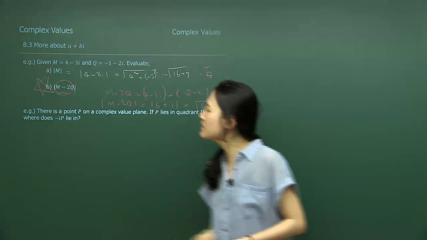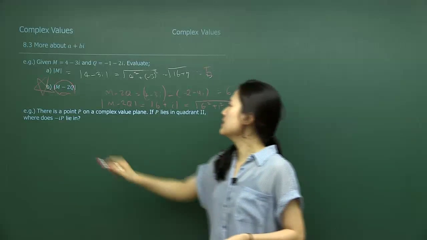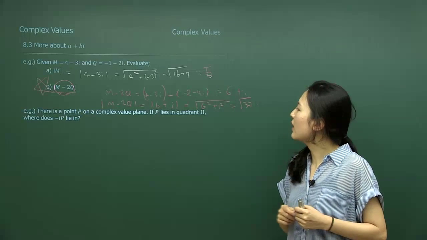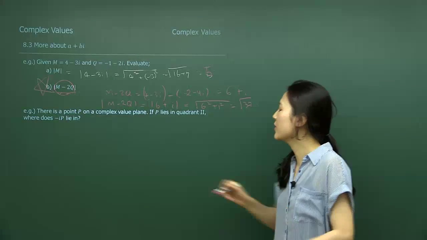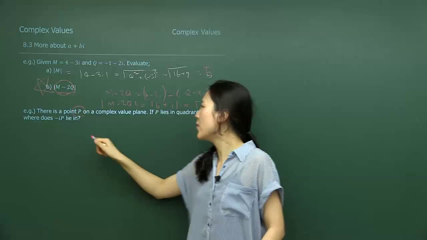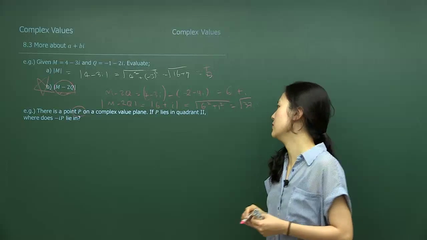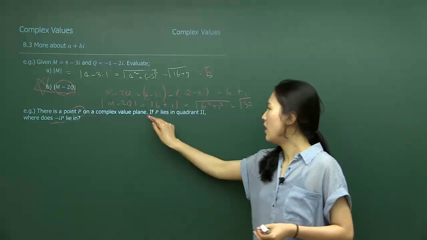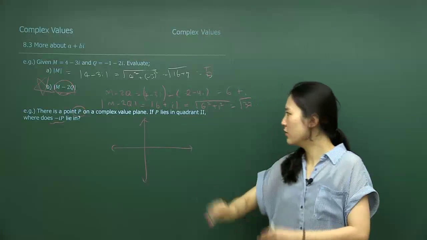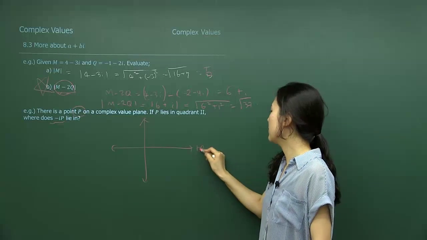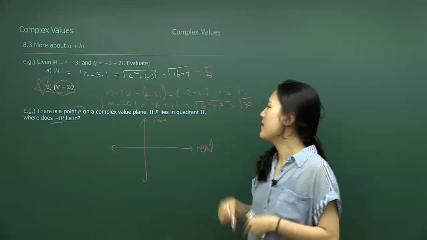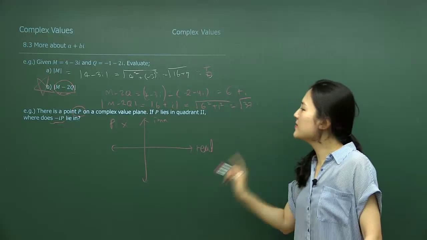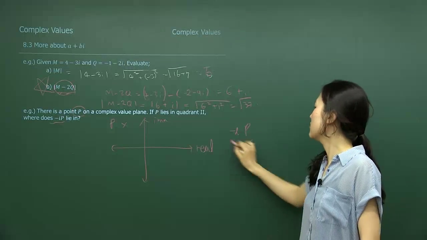And guys, please do remember that. This is more common when it comes to the math exam. All right, now this too, I actually do enjoy doing this question. It's quite smart, actually. It says there is a point, and the point lies in quadrant 2. And we have to find out where negative i times P should lie. So what is this talking about? You have a complex value plane. This is the real number axis, and that's the imaginary. And there is some random point P somewhere here, in the second quadrant. So we need to figure out where negative i times P should lie.